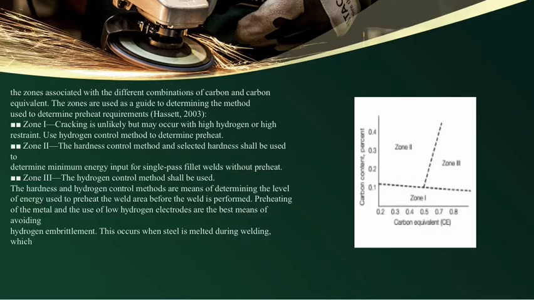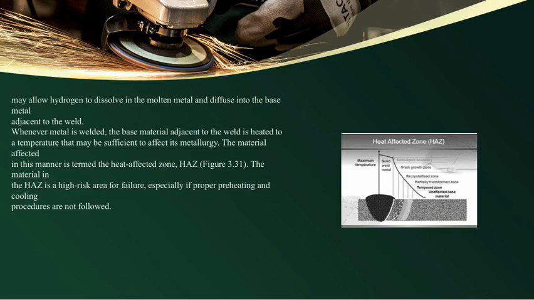The hardness and hydrogen control methods are means of determining the level of energy to preheat the weld area before the weld formation. Preheating of the metal and low hydrogen electrodes are the best means of avoiding hydrogen cracking. The flux can still be moist during welding, which might allow hydrogen to dissolve in the molten metal and diffuse into the base metal adjacent to the weld.